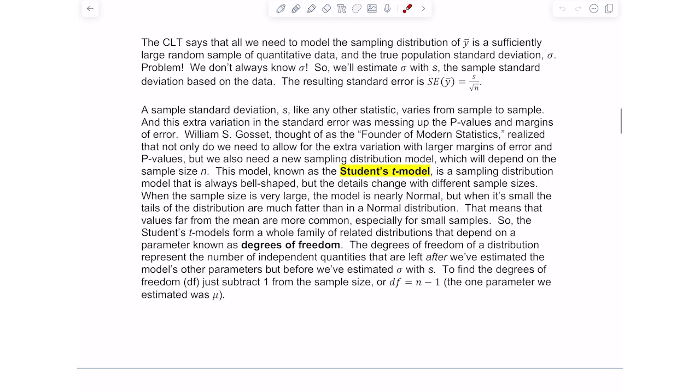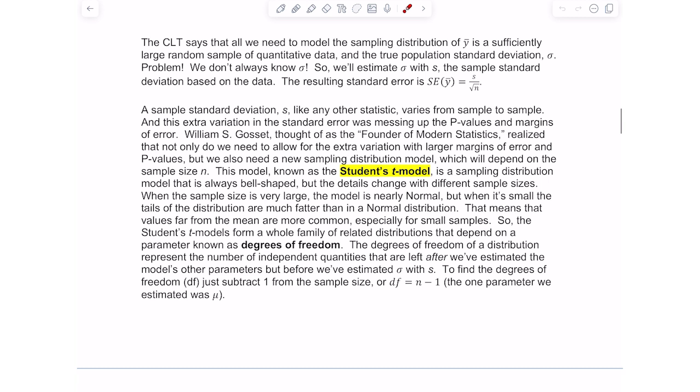So a sample standard deviation S, like any other statistic, varies, right? We have natural variation from sample to sample. This extra variation in the standard error was messing up the p-values a long time ago, which also was messing up the margins of error when they were doing confidence intervals.